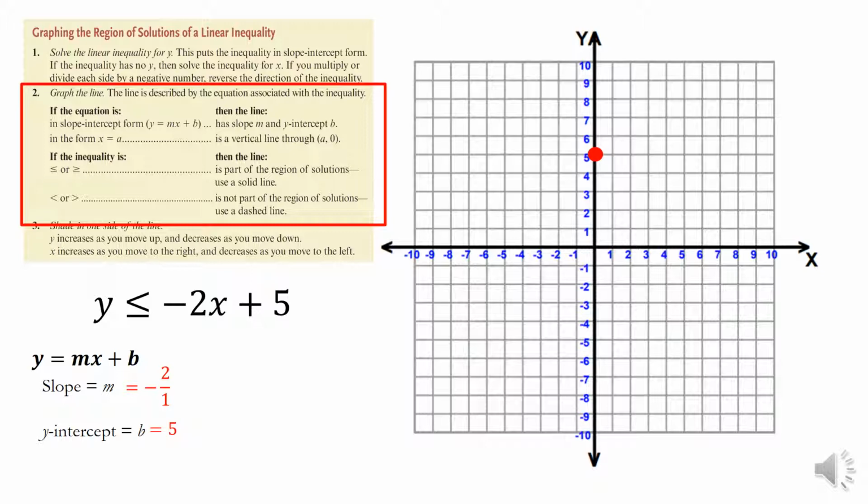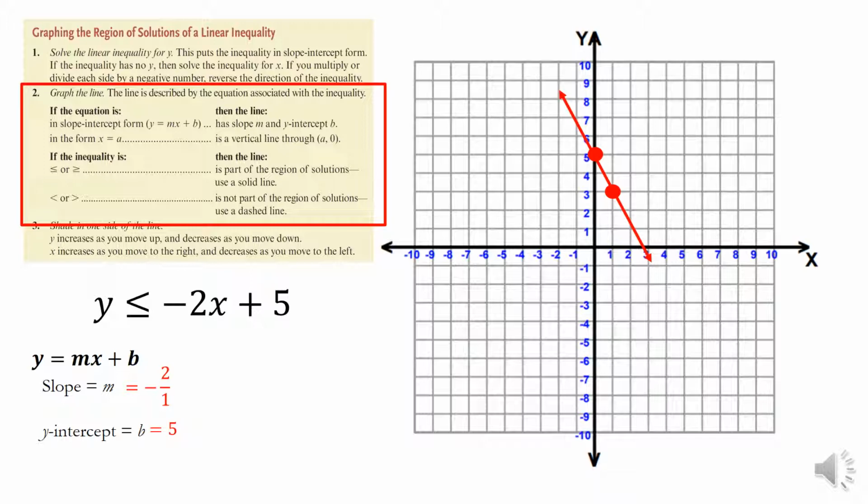Next, we are going to use our slope in rise over run form to find the next point. Our slope is negative 2 over 1. So we're going to go down 2 and to the right 1. So let's count. 1, 2. So we went down 2. Now we need to go to the right 1. So there's our next point. Now the last thing that we need to do, if you guys remember, is just put a line through these. Again, this has to be a solid line, not a dashed line. So go ahead and graph your line.